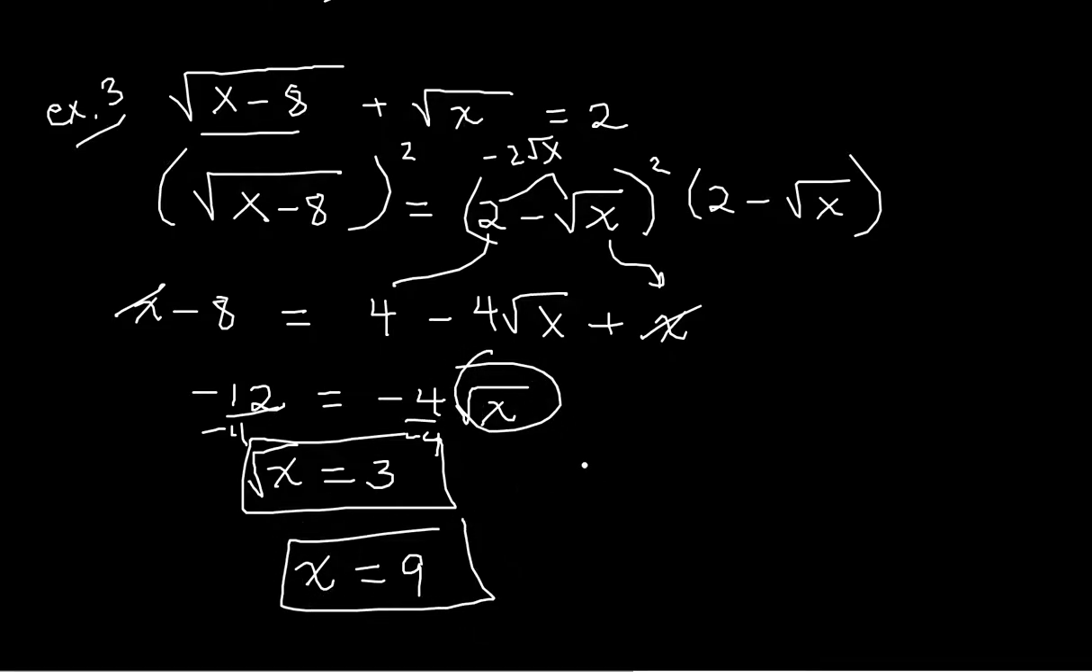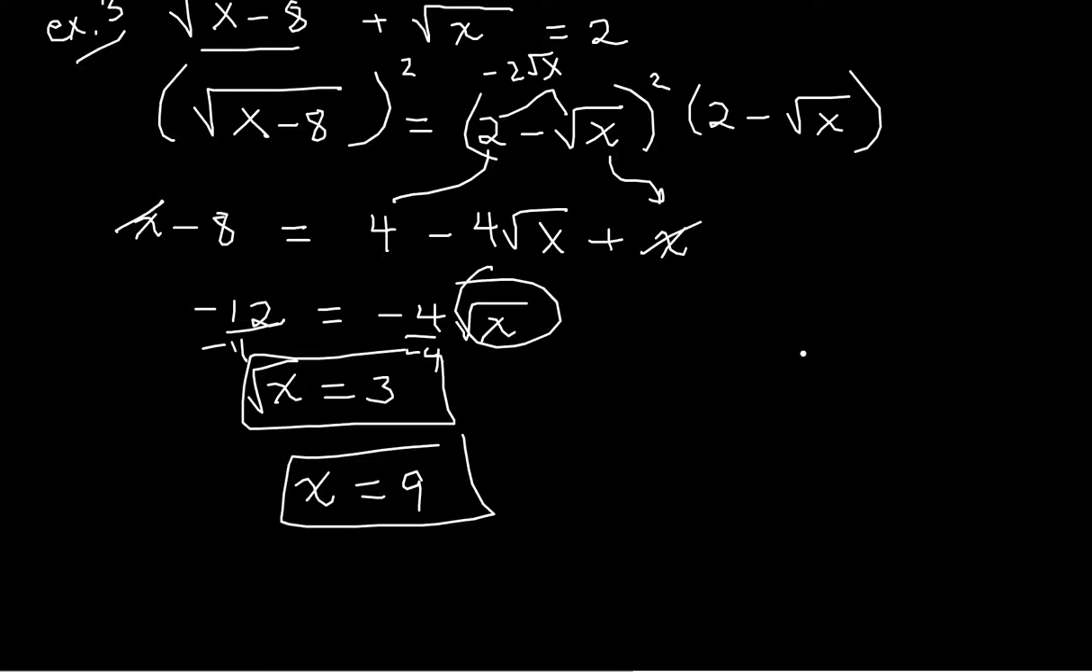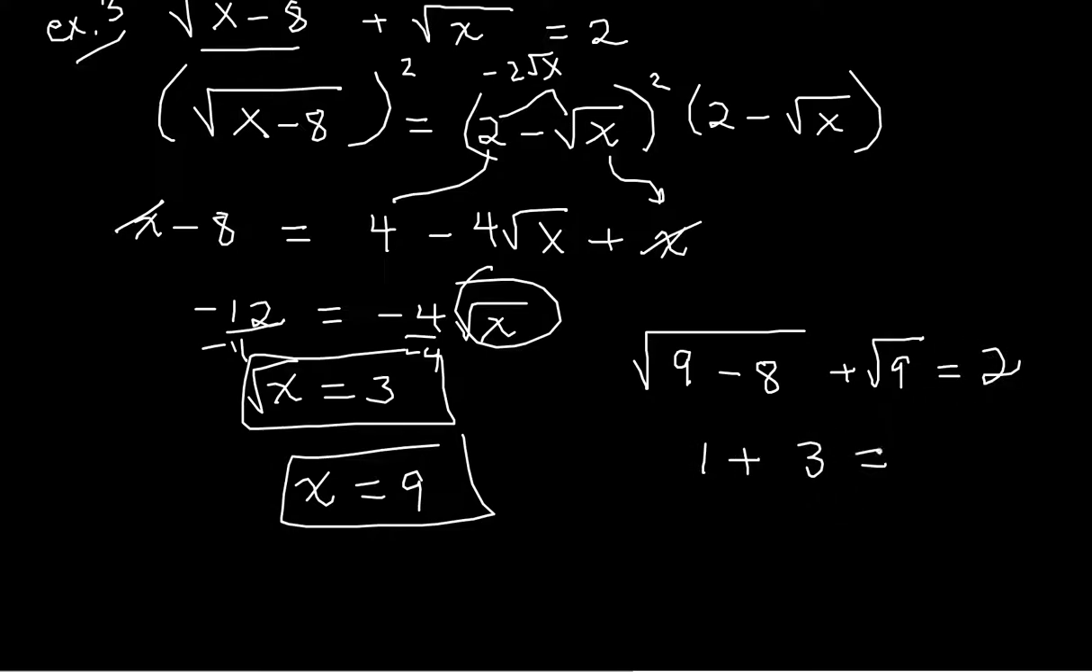Put it back into the original problem, so we're going to get root 9 minus 8 plus root 9 equals 2, and we're going to get 1 plus 3 equals 2, and we get 4 does not equal 2. So if that's the case, you write no solution.